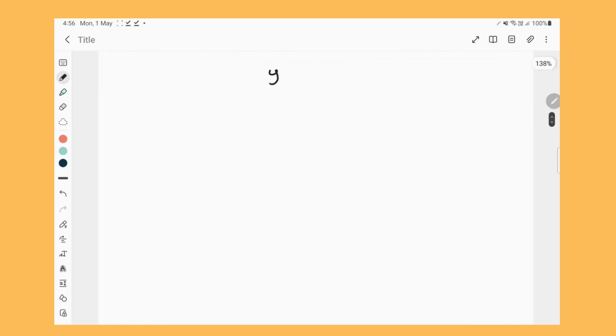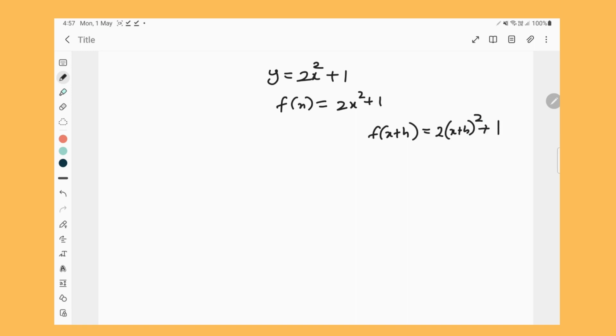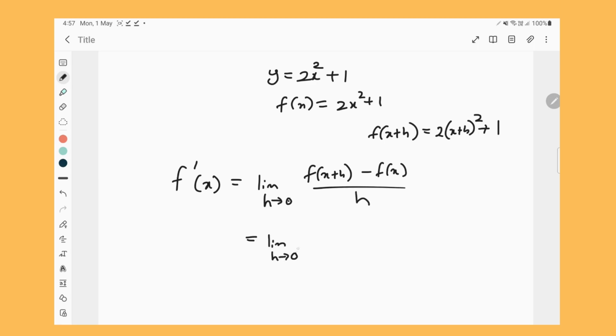So let's get another example. Let's take an equation where y is equal to 2x squared plus 1. So you know that f(x) is equal to 2x squared plus 1. So what is f(x plus h)? It's easy if you do it initially itself. 2 bracket (x plus h) squared plus 1. Alright, let's get the equation of the first principles. f dash x is equal to limits of h goes to 0, f(x plus h) minus f(x) divided by h. So I'm going to put these values which I wrote initially.